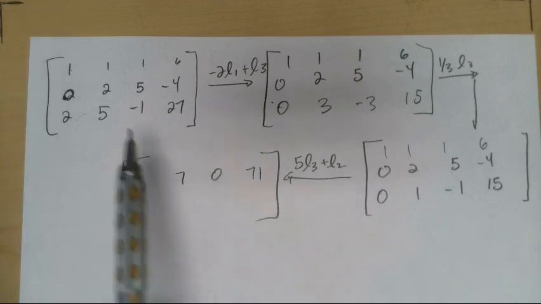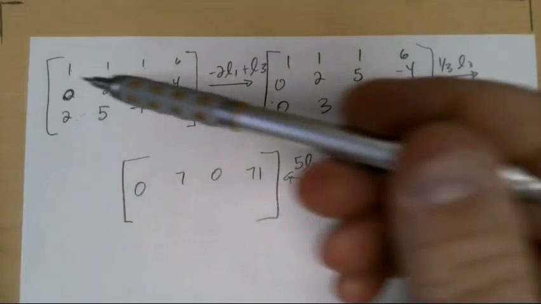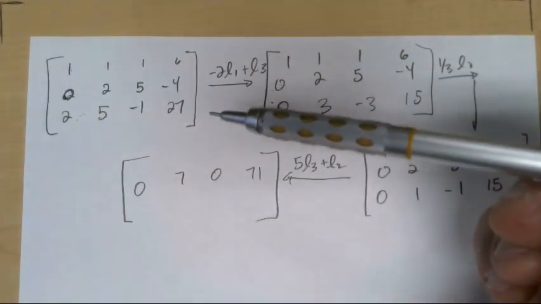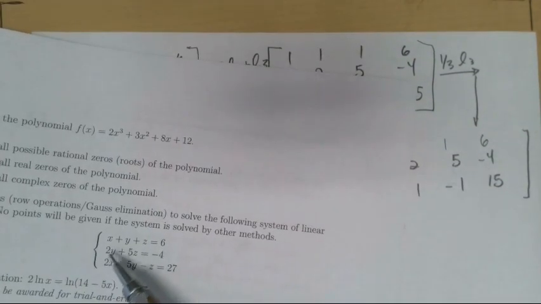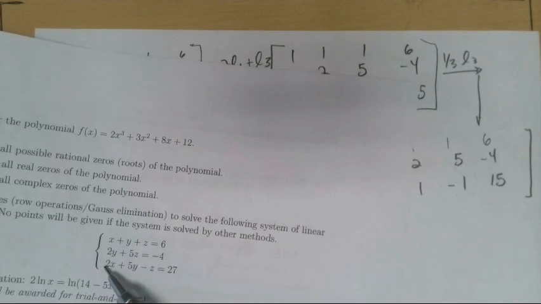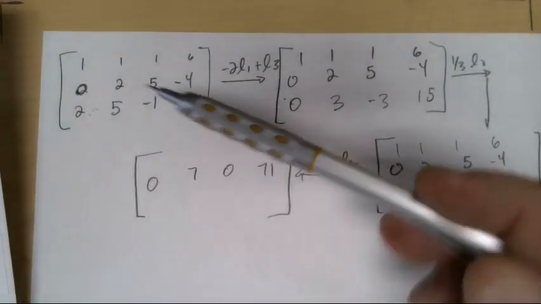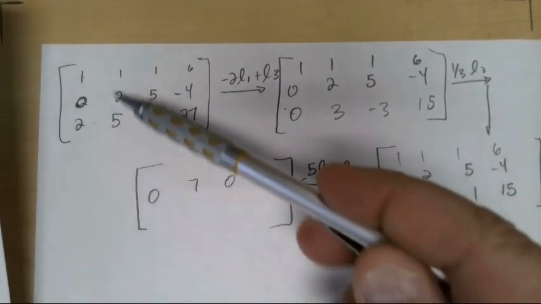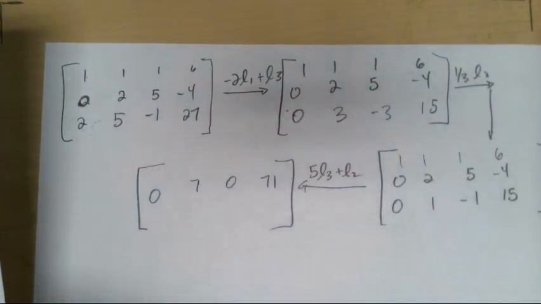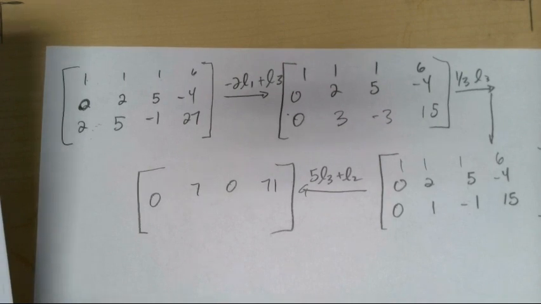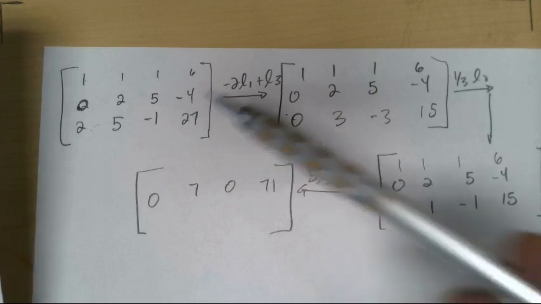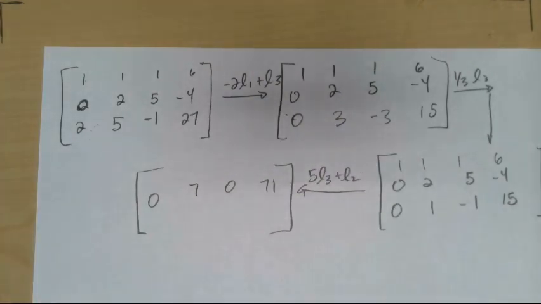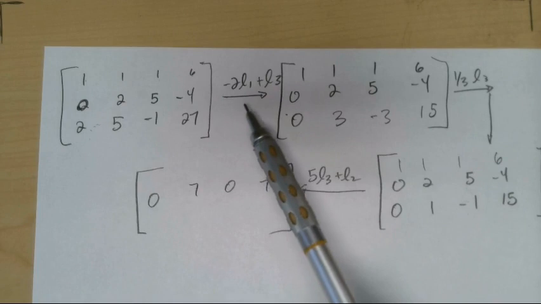Did I write it down right? I'm just looking at 1, 2, 2, 1. Is this number 10? Oh, no, because this isn't a 2x. There's a 0 there. So 1, 0, 2, 1, 2, 5, 1, 5, negative 1, and then 6, negative 4, 27. So that worked. Okay. And then I did negative 2 plus that.